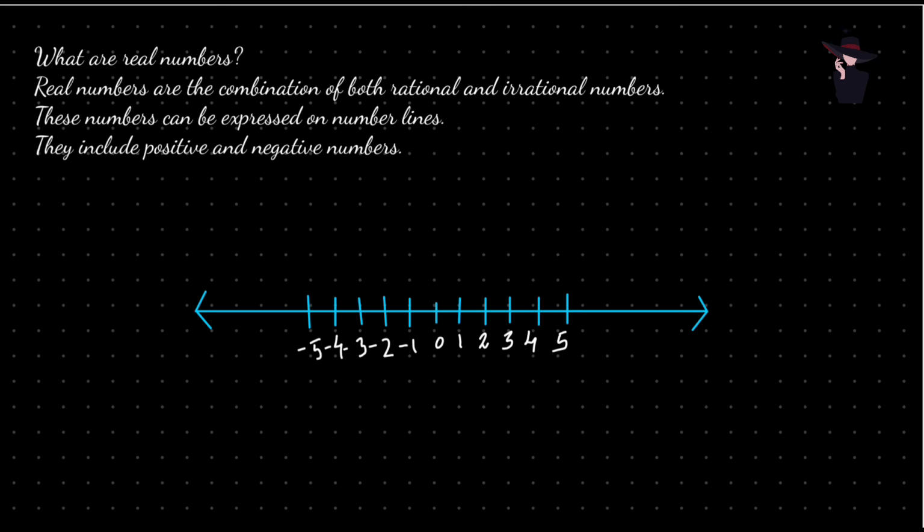So we have positive numbers as well as negative numbers. A number line consists of both positive and negative numbers. Real numbers are rational and irrational, can be expressed on a number line, and are positive and negative.